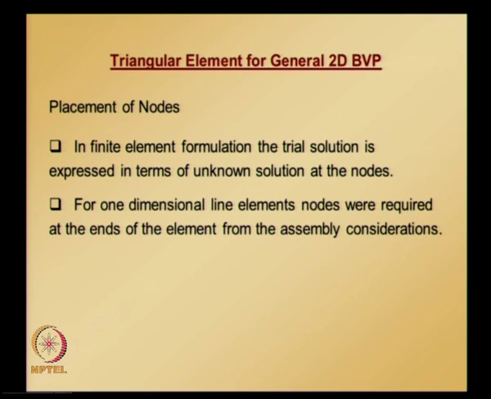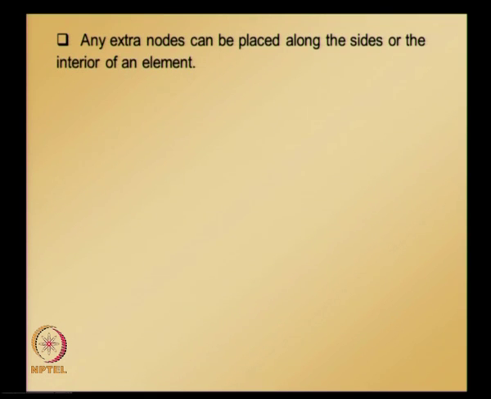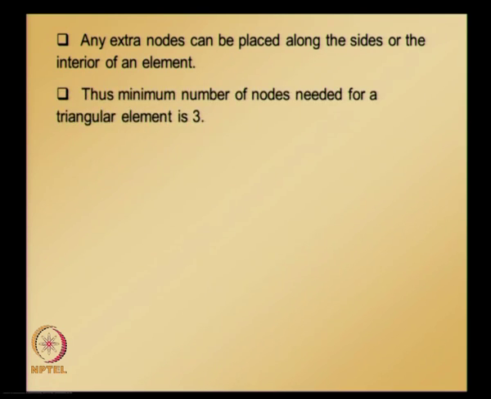For one dimensional line elements, nodes are required at the ends of the element for assembly considerations. Similarly, similar considerations for two dimensional problems require nodes at least at the corners of the elements, and extra nodes can be placed along sides or the interior of an element. Thus, the minimum number of nodes required for a triangular element is 3 at the 3 corners.